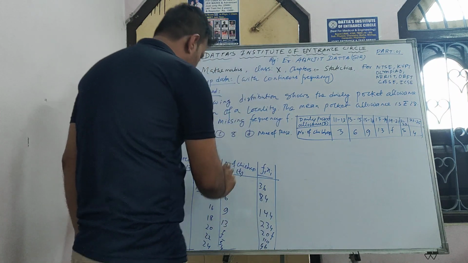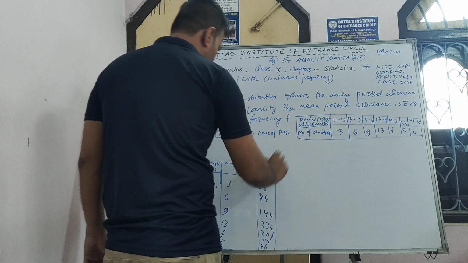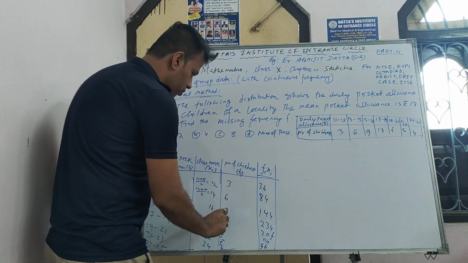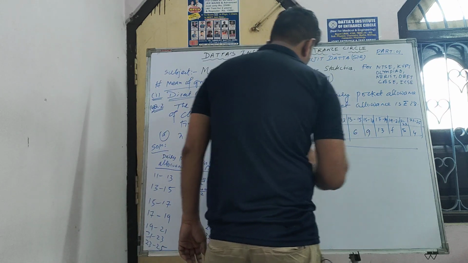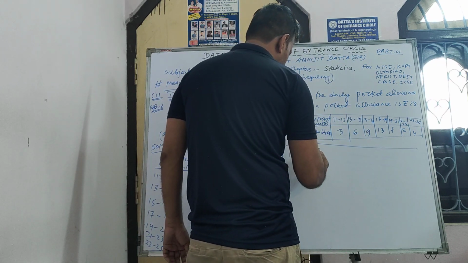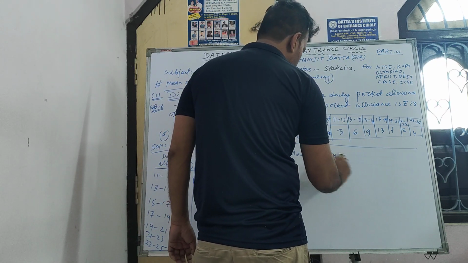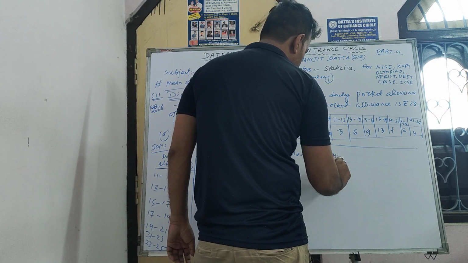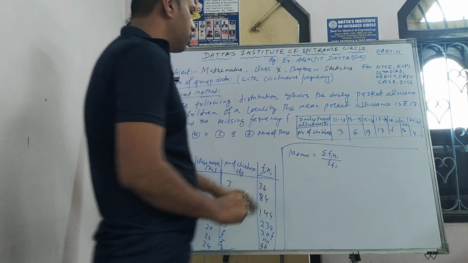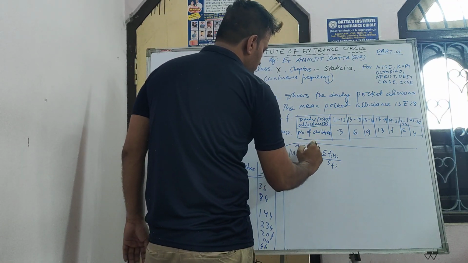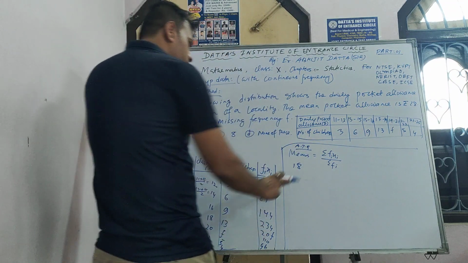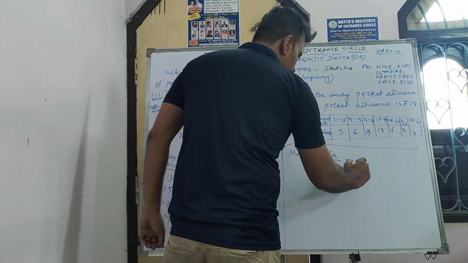So the summation of this, here I find out the number of children. The mean is equal to summation of fx by summation of f. So what is the mean, sir? The mean is 18 according to the question.